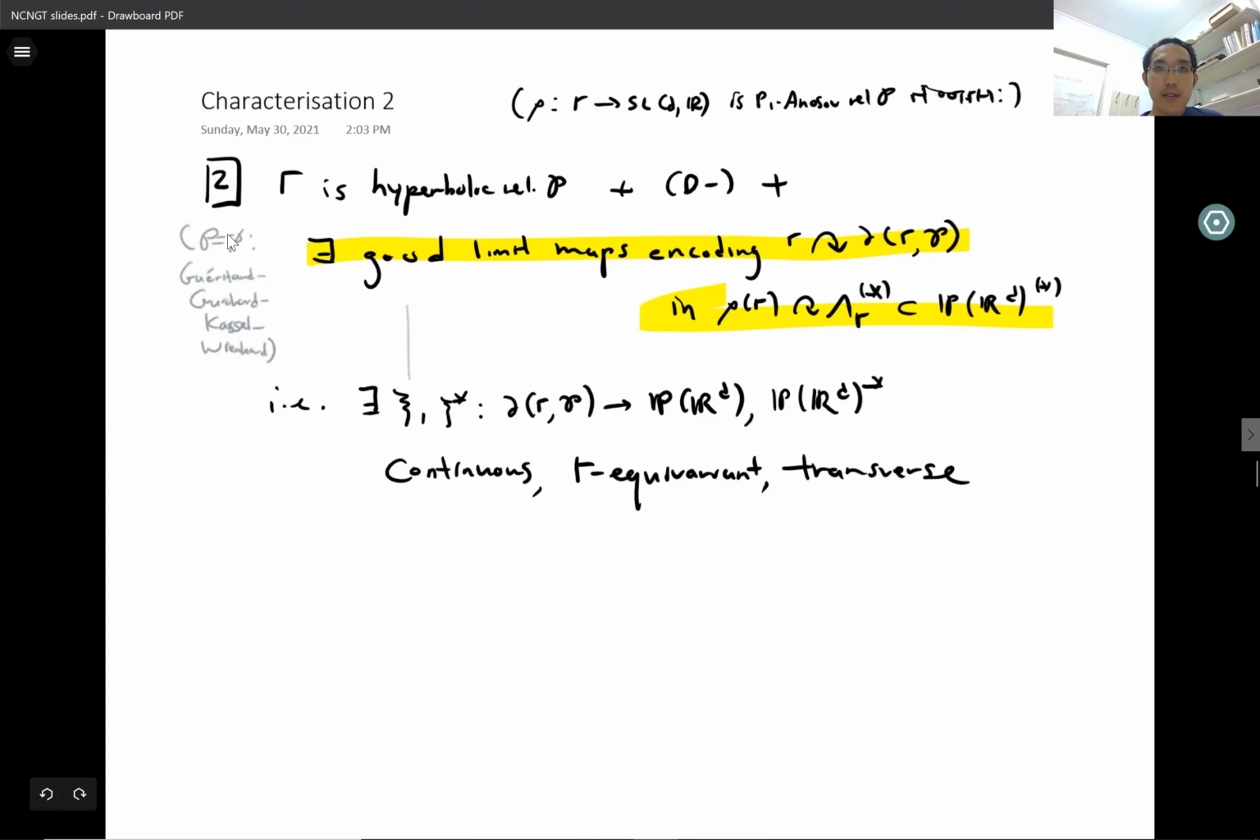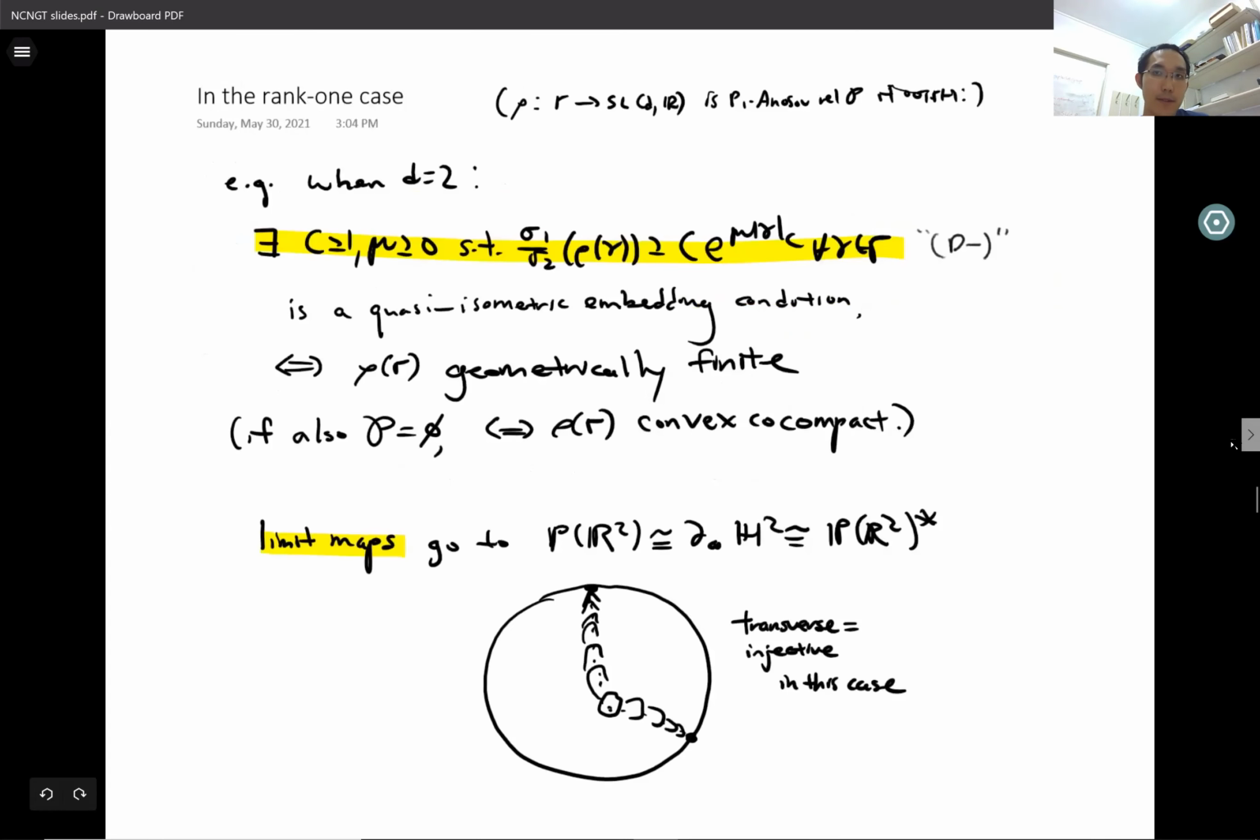And in the case when there are no peripheral subgroups, this characterization was first due to Guichard–Wienhard. Let me say a little bit more about these first two characterizations in the case when d is equal to 2. So when d is equal to 2, this D minus condition on the singular value gaps is a kind of quasi-isometric embedding condition. It's equivalent to saying that the image subgroup is quasi-isometrically embedded with respect to the metric from the cusp space.